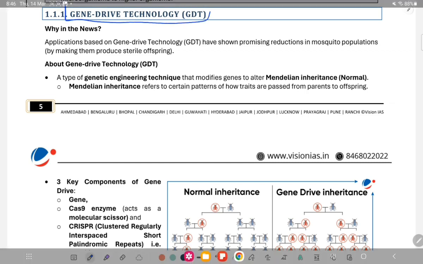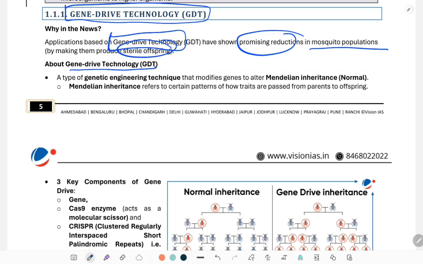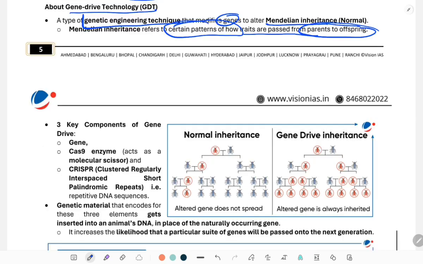Next we'll see the topic gene drive technology, GDT. Applications based on gene drive technology have shown promising reductions in mosquito populations by making them produce sterile offspring. It's a type of genetic engineering technique that modifies genes to alter Mendelian inheritance. Mendelian inheritance refers to a certain pattern of how traits are passed from parents to offspring. In gene drive, there are three components: gene, Cas9 enzyme, and CRISPR.